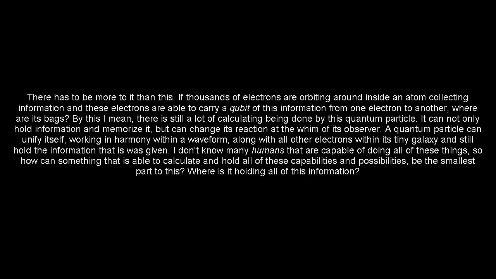If thousands of electrons are orbiting around inside an atom collecting information, and these electrons are able to carry a qubit of this information from one electron to another, where are its bags? By this I mean, there is still a lot of calculating being done by this quantum particle. It can not only hold information and memorize it, but can change its reaction at the whim of its observer. A quantum particle can unify itself, working in harmony within a waveform, along with all other electrons within its tiny galaxy, and still hold the information that was given.